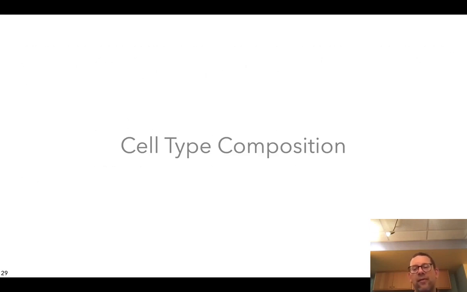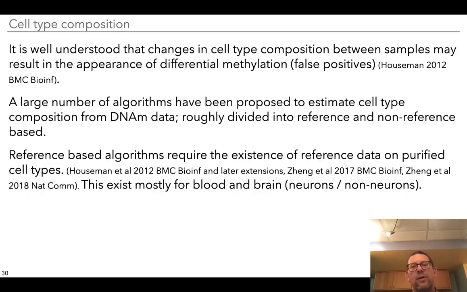Let's talk a little bit about cell type composition. It's well understood that changes in cell type composition between samples, especially systematic changes, may result in the appearance of differential methylation or false positives. This was illustrated quite well in an important paper by Houseman from 2012. Because of this, a large number of algorithms have been proposed to estimate cell type composition from DNA methylation data. We can roughly divide them into reference and non-reference based.